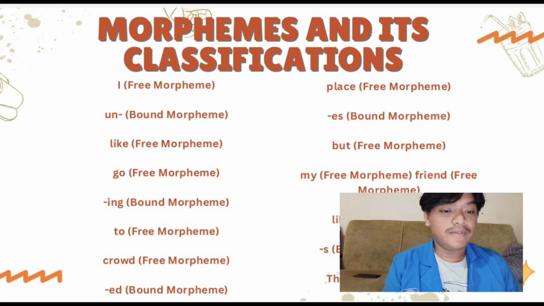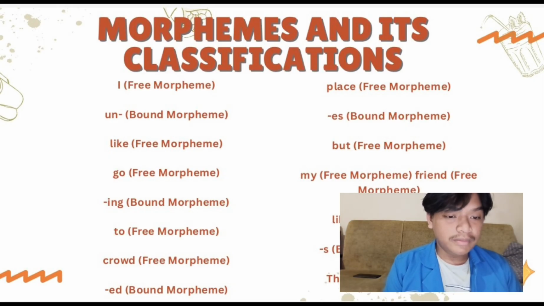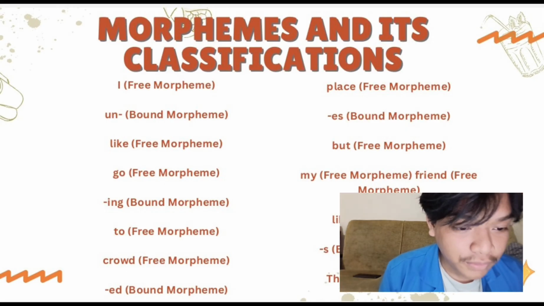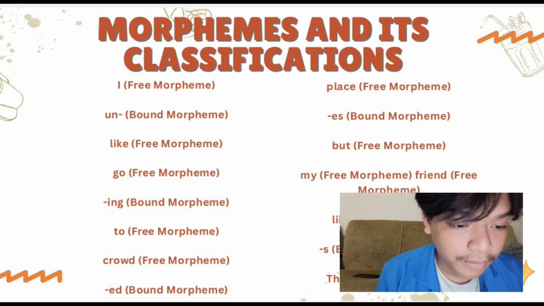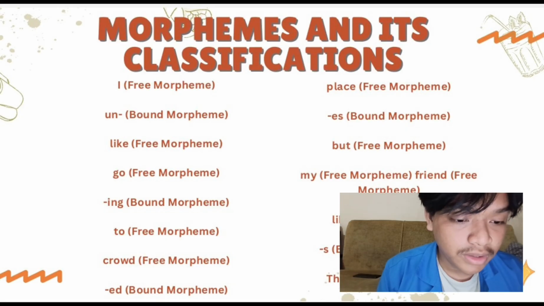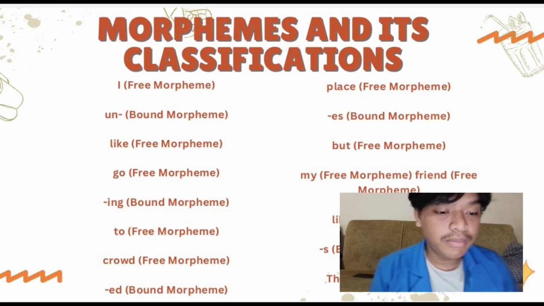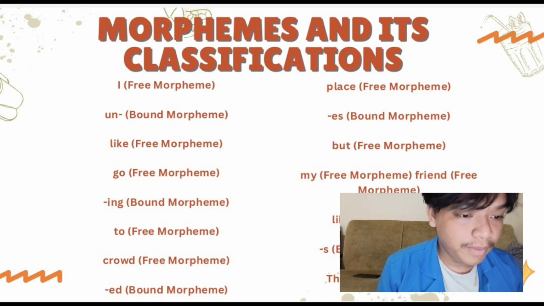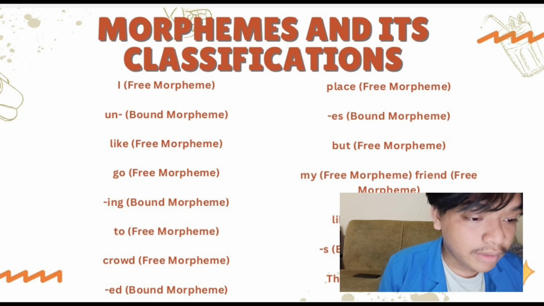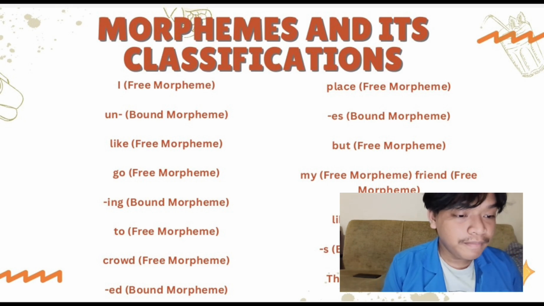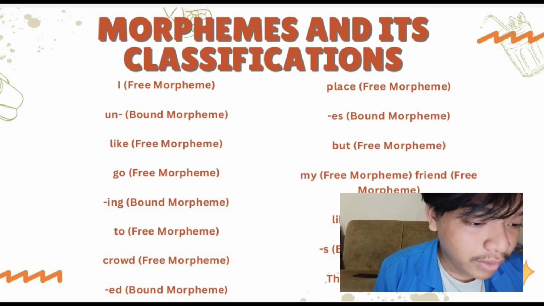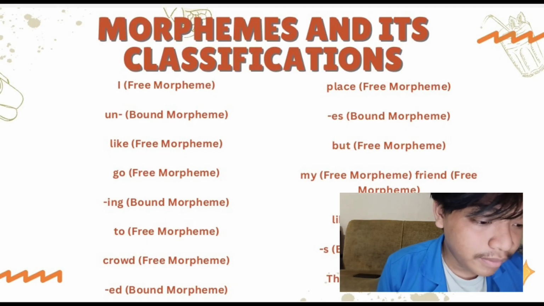Morpheme and its classification. I, free morpheme. An, bound morpheme. Like, free morpheme. Go, free morpheme. In, bound morpheme. To, free morpheme. Crowd, free morpheme. Ed, bound morpheme. Place, free morpheme. My, free. Friend, free. Like, free. S, bound morpheme. Them, free.